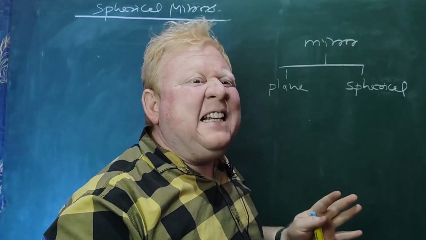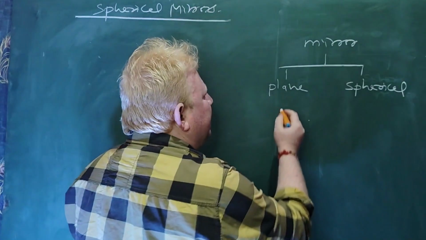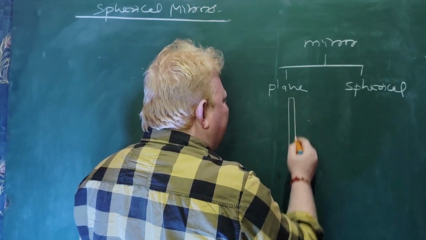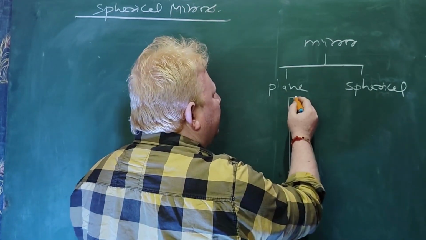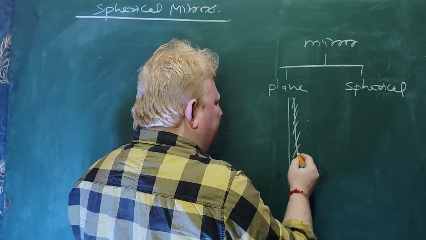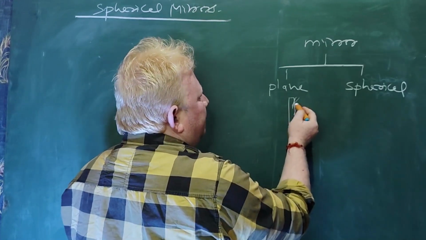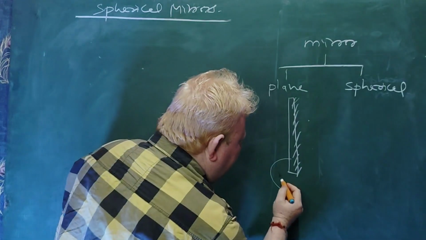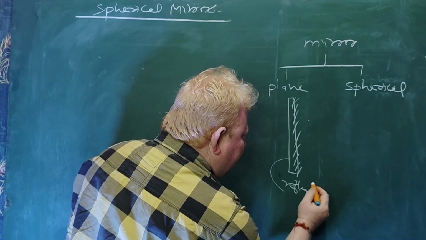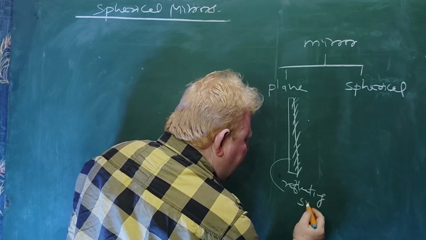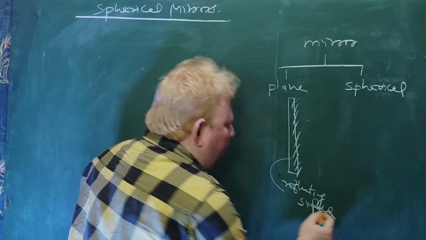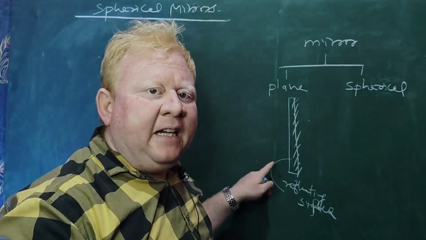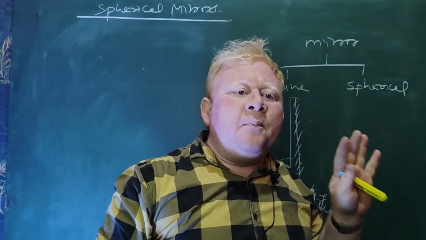A plane mirror is one whose reflecting surface is plane. Let us suppose this is a glass, and in this glass I have polished this side. That means this side will become the reflecting surface. So a mirror whose reflecting surface is plane, we consider as a plane mirror.